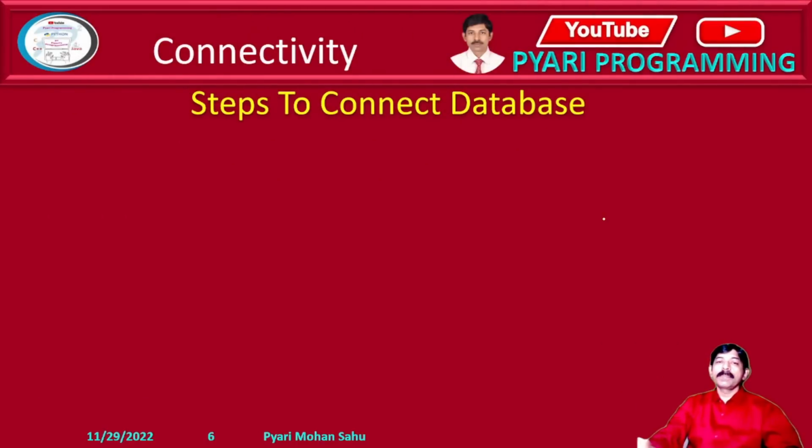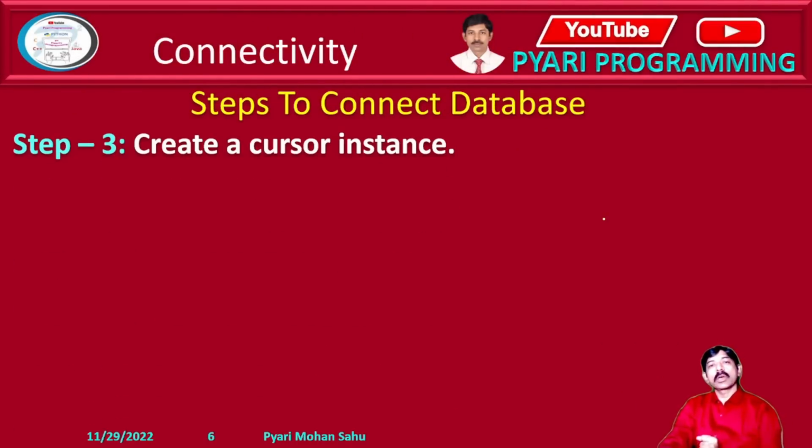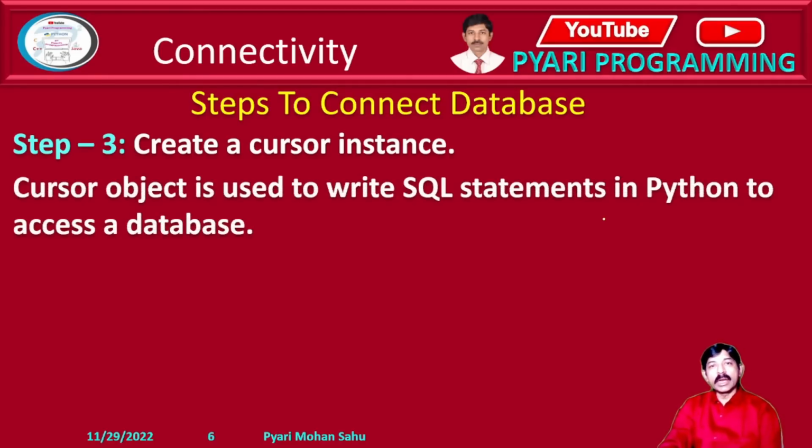What is the next step? The next step is to create a cursor object or cursor instance. What is the need of this cursor instance or object? It is basically used to write the SQL statements. Where will I write the SQL statement? I will write the SQL statement in Python. Why will I write this? To access the database.